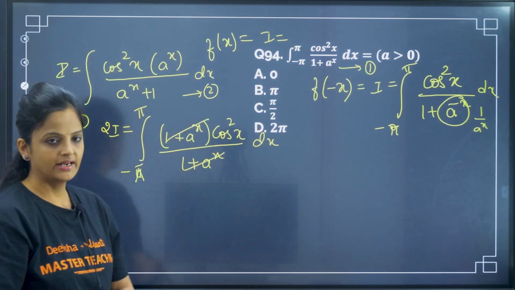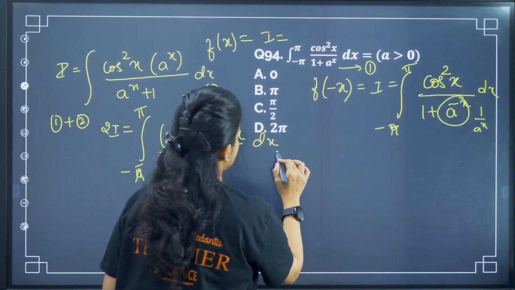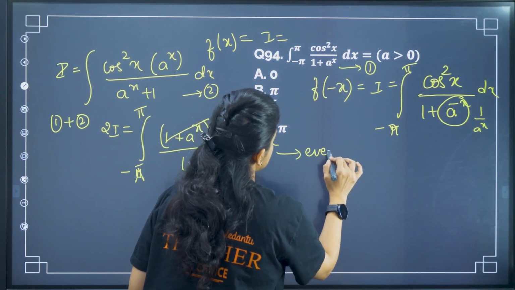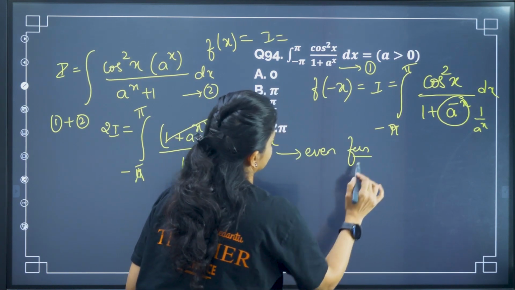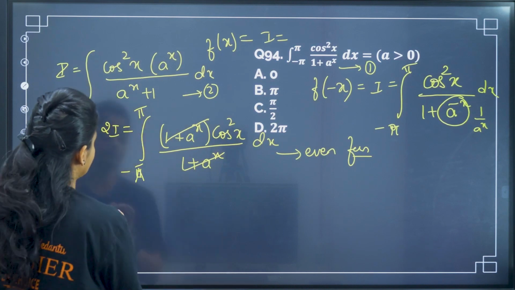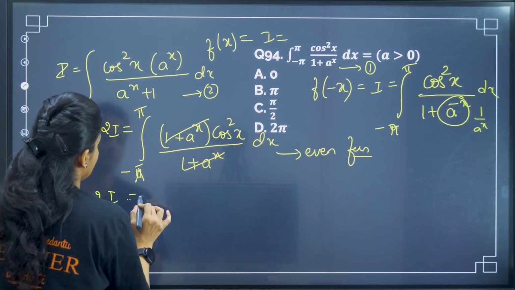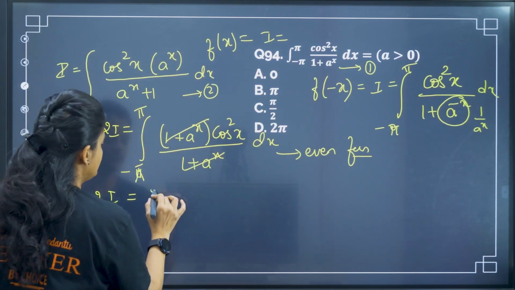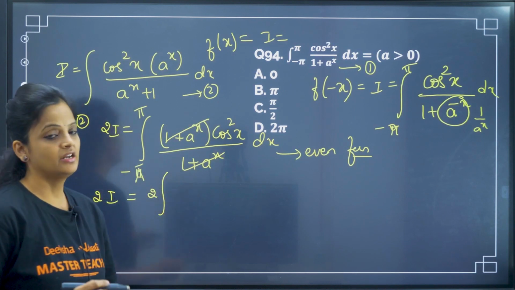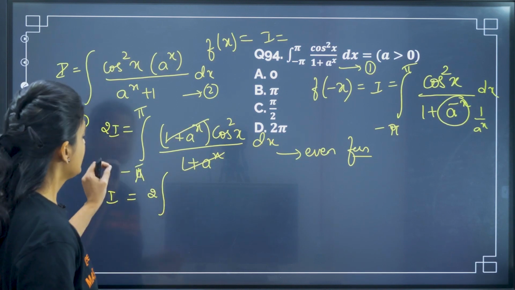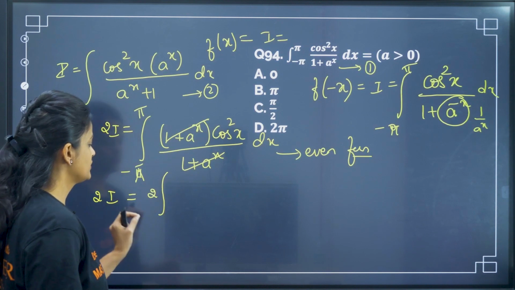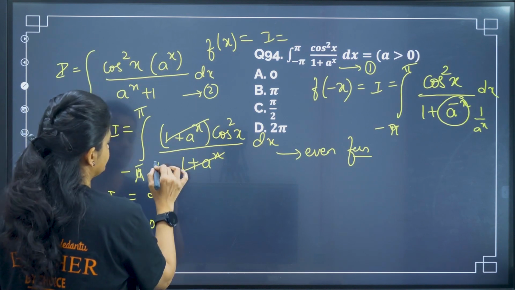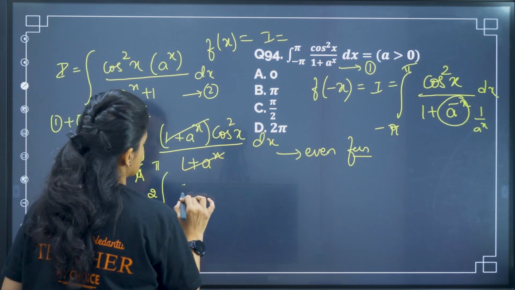Finally, we got cos square x. Cos square x is actually even. This is an even function, isn't it? Now, because it is an even function, the property says that whenever you have an even function, you can write it as 2 times the integral of 0 to pi, then cos square.